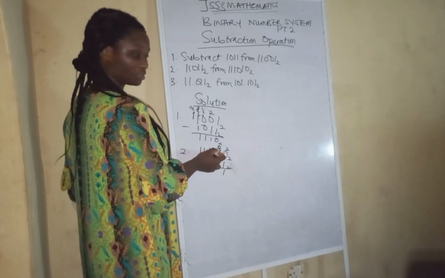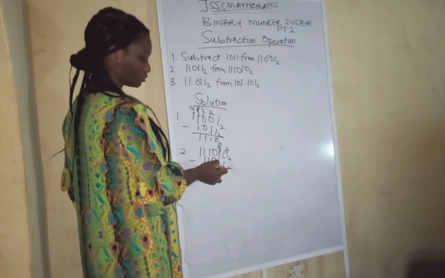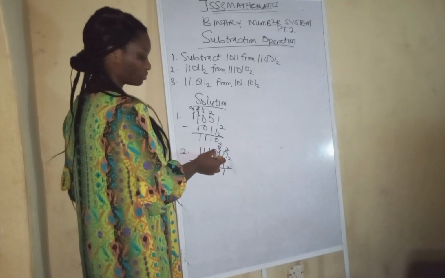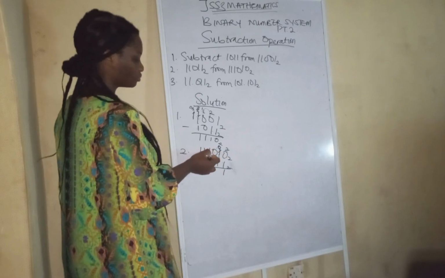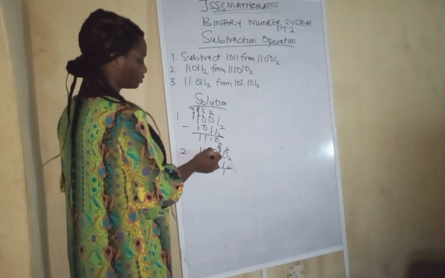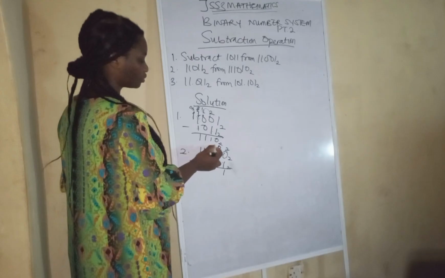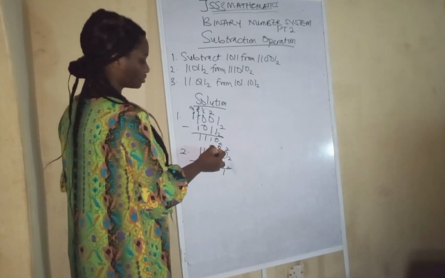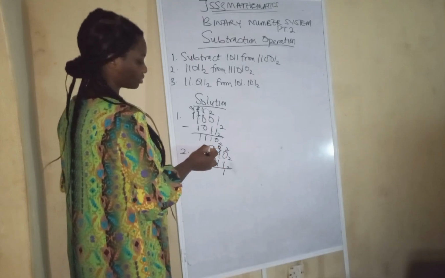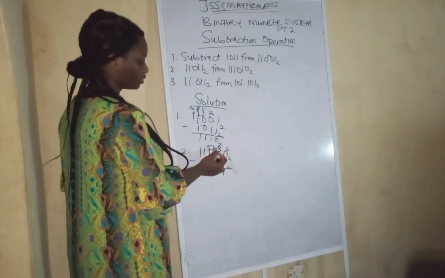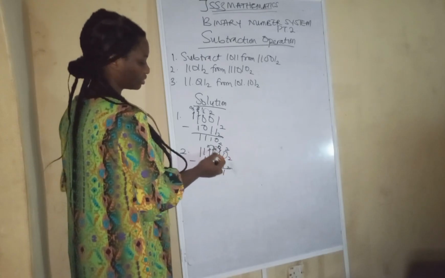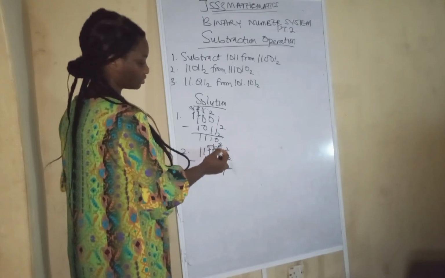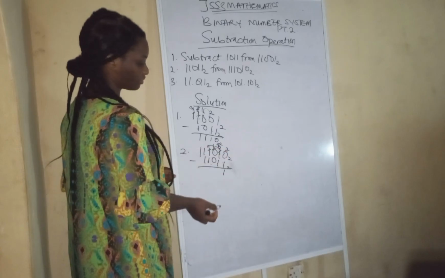So now, this one is 0, so 0 minus 1 is impossible. When we borrow from this one, it is not possible, so we have to move to this whole number. We're going to give this one 2. When the 2 moves to this place, this one will turn to 0. Are you seeing it now? When this 2 moves to this place, this one will turn to 1. So this one is what? 2. Have you seen it now?